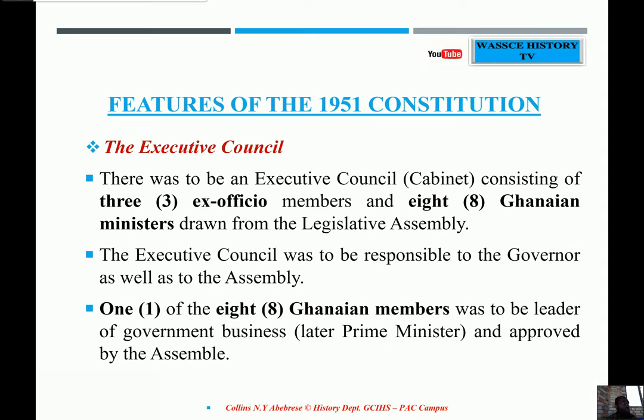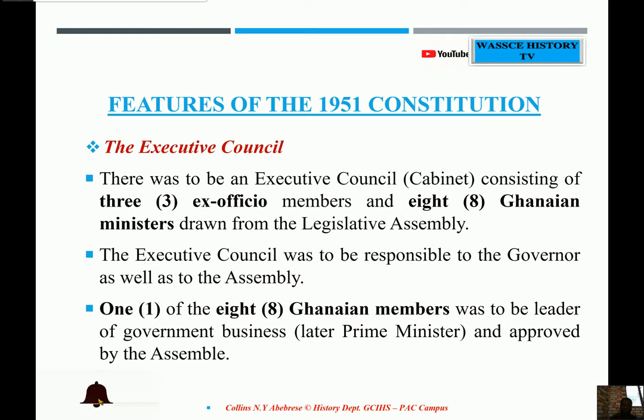And this obviously was Kwame Nkrumah, or became Kwame Nkrumah later, after the election was held in 1951. He actually won and became the leader of government business. So this is the composition of the Executive Council, and it looks quite good, because there is greater Ghanaian participation. I think Africans are even the majority on the Executive Council, and that was one of the main aspirations of the nationalists, of the educated elite.